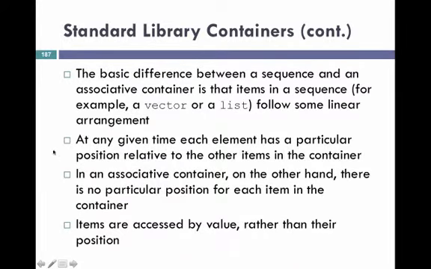So the basic difference between a sequence and an associative container is that the items in a sequence have some linear arrangement, and for any given time, each element has a particular position relative to other elements. Now, in an associative container, there's no particular position for each item in the container, and the items are accessed by value rather than their position.